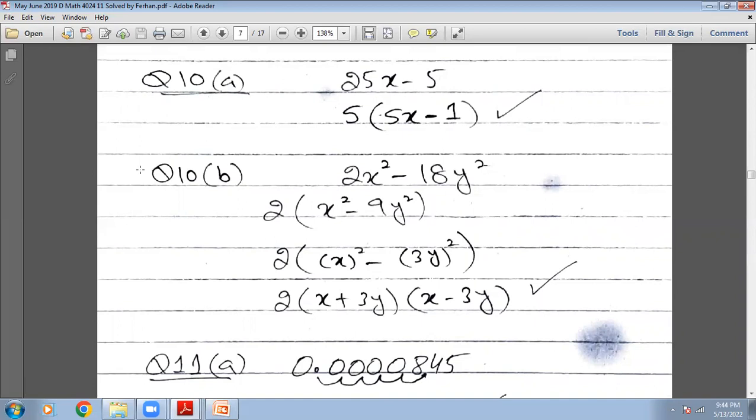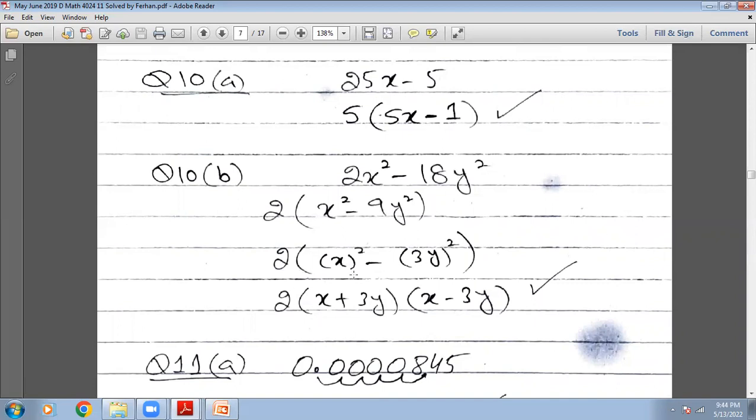Okay, the B part here we have 2x square minus 18y square. So first of all, I will take 2 common. So you are left with 2 bracket x square minus 9y square bracket close. So you have negative between two perfect squares.